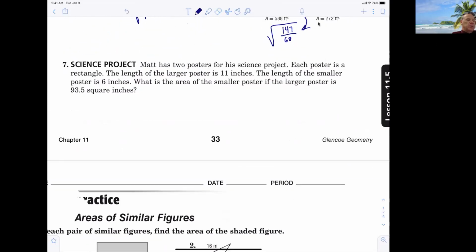Matt has 2 posters for a science project. Each poster is a rectangle. The length of the larger poster is 11. The length of the smaller is 6. What's the area of the smaller poster if the larger is 93.5? Come on, figure that out, please.